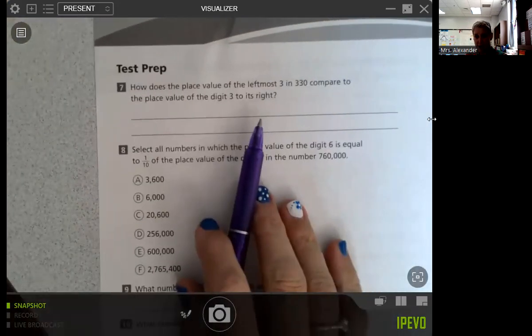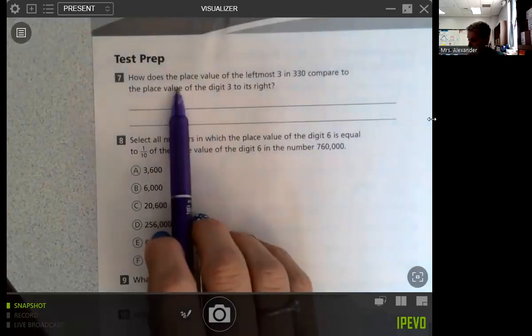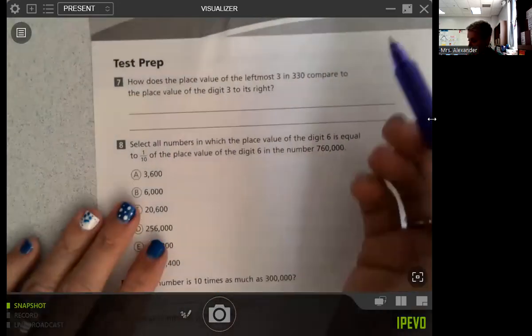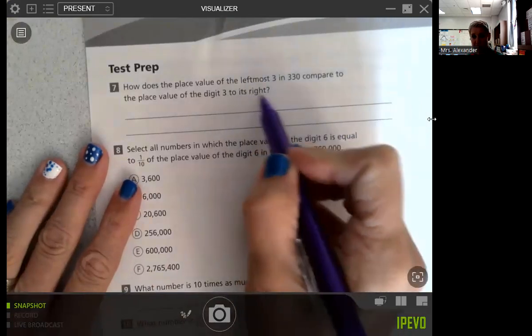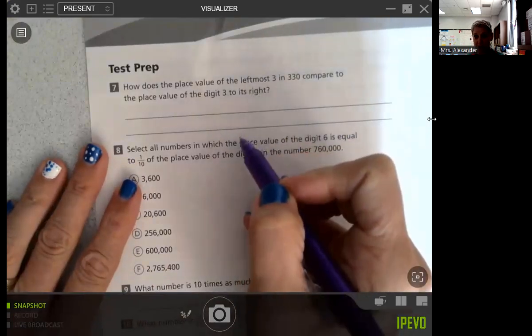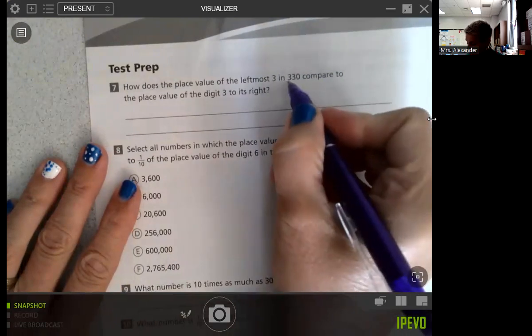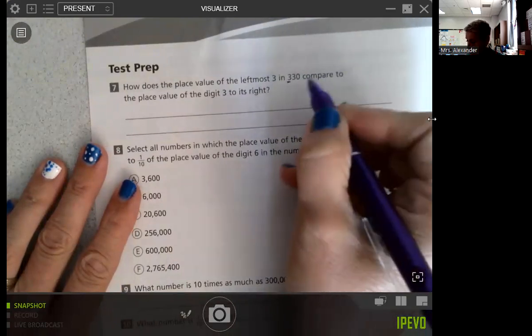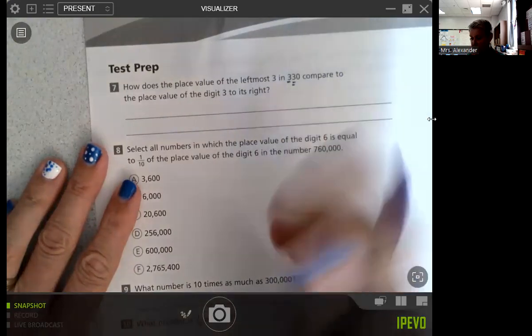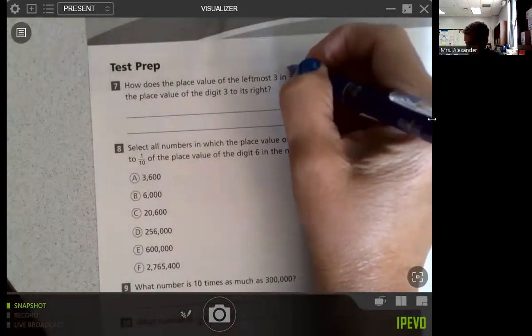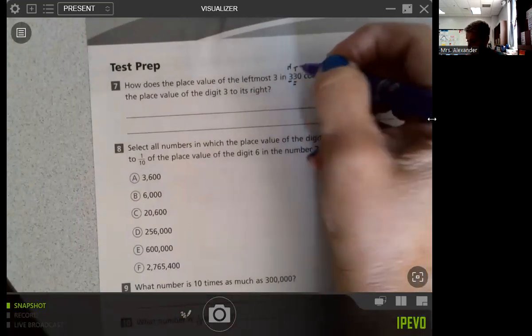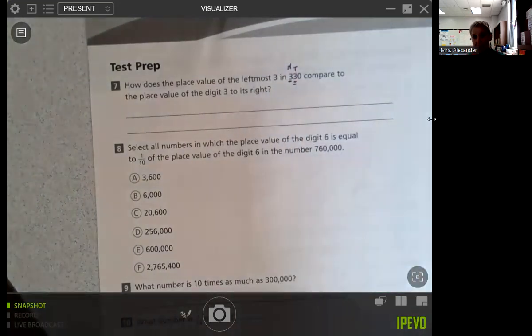The first one on the back on P2 says, how does the place value of the leftmost 3 in 330 compare to the place value of the digit 3 to its right? So how does the digit in the leftmost position compare to the digit to the right? This digit is in the hundreds place, and the next one to the right is in the tens place. So how does that leftmost digit compare?